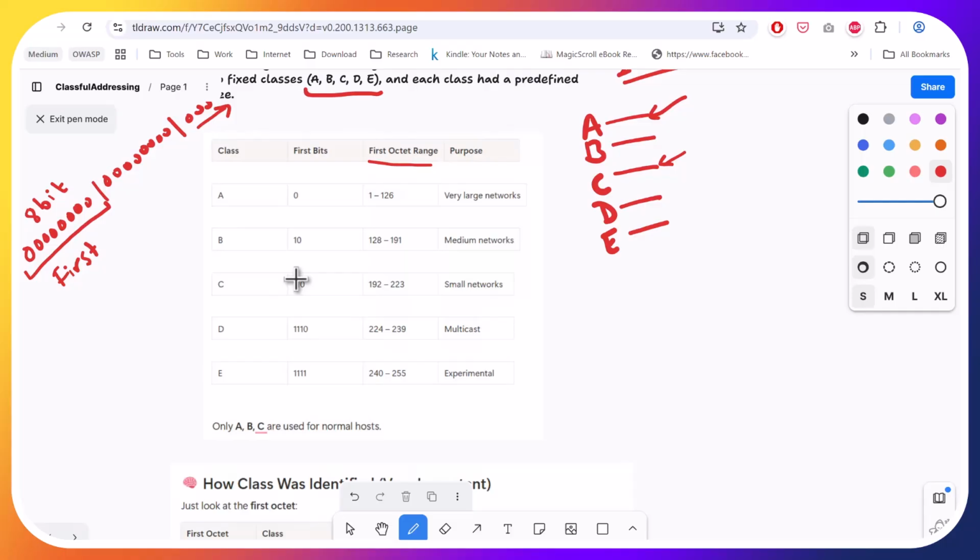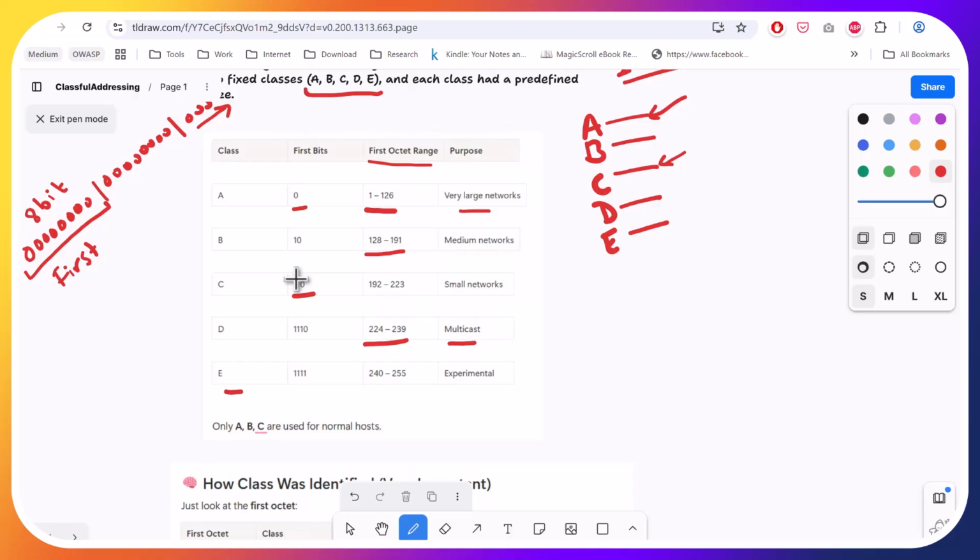When we are considering A, the first bit is 0 and the first octet range goes from 1 to 126, and it is used for very large networks. For B, the first bits are 10, the first octet range goes from 128 to 191, and it's a medium network. For C, the first 3 bits are fixed, it goes from 192 to 223, a small network. For D, the first 4 bits are fixed, it goes from 224 to 239, and the purpose is multicast.